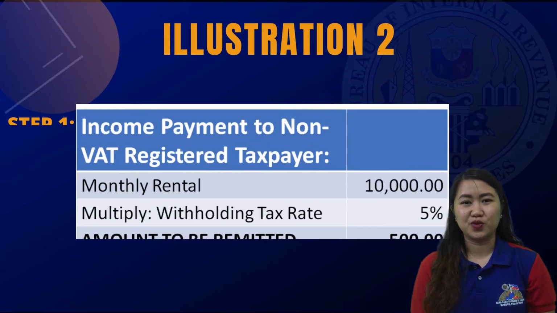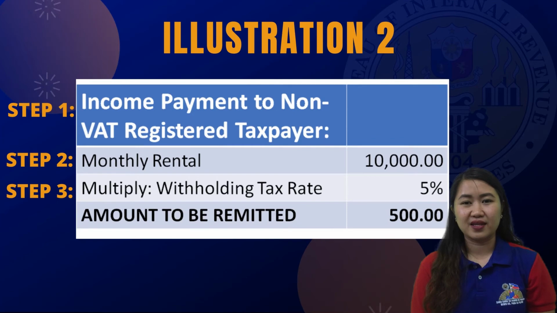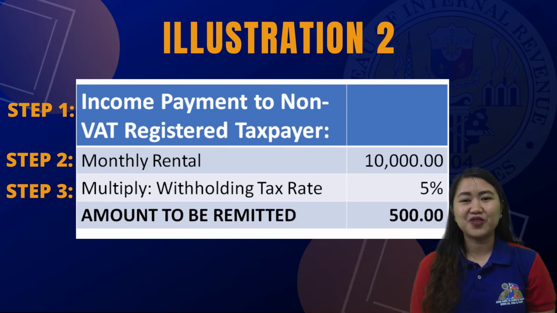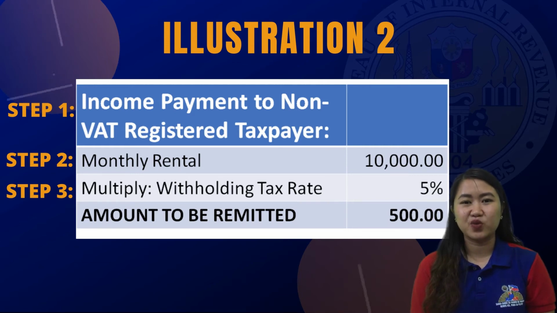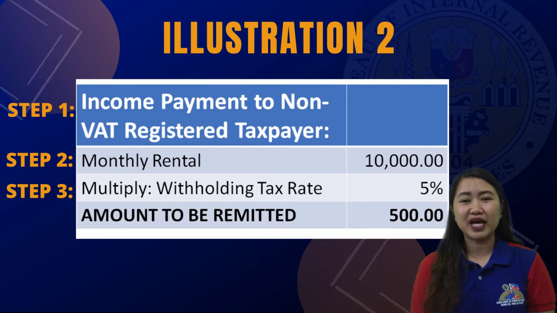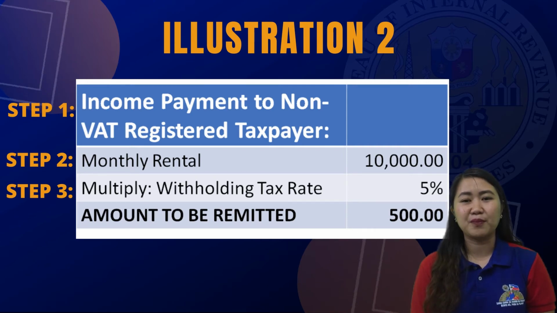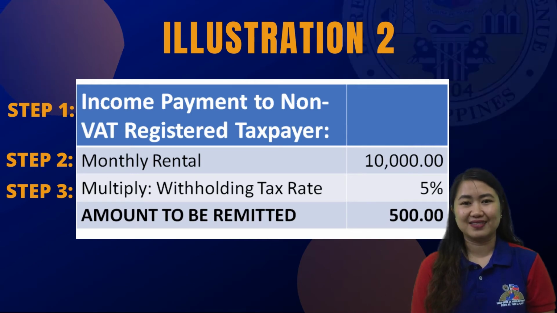Illustration 2. Step 1. Our payee is a non-VAT registered taxpayer. Step 2. Since the income payment does not include VAT, this would be the correct amount to be subjected to expanded withholding tax. Step 3. Multiply by the prescribed withholding tax rate to come out with the correct amount to be remitted and withheld.